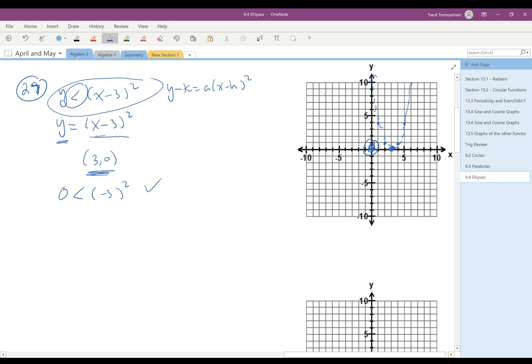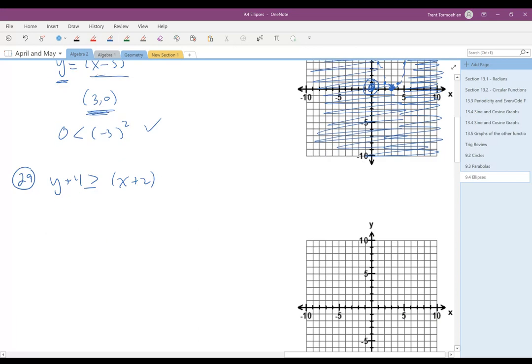That means that (0, 0) is in the solution of this. So it turns out that the graph is all the points that are outside of the parabola. Inside the parabola would give you y is greater than (x minus 3) squared. For 29, you've got y plus 4 is less than or equal to (x plus 2) squared.